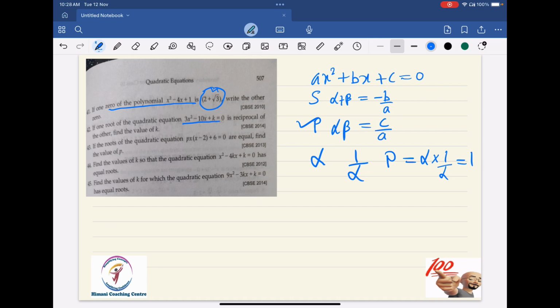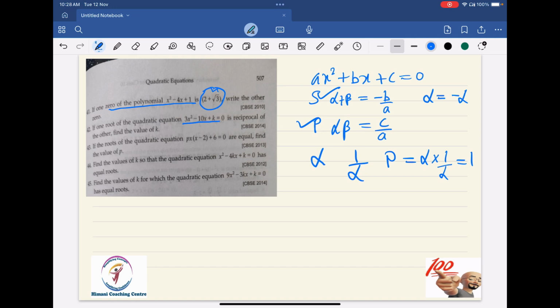Remember, if you ever get a question where they say one root of the quadratic equation is the negative of the other, then alpha would be equal to minus alpha, and then we go for the sum of the roots in those kinds of questions. For now, for this particular question, the product would be 1.